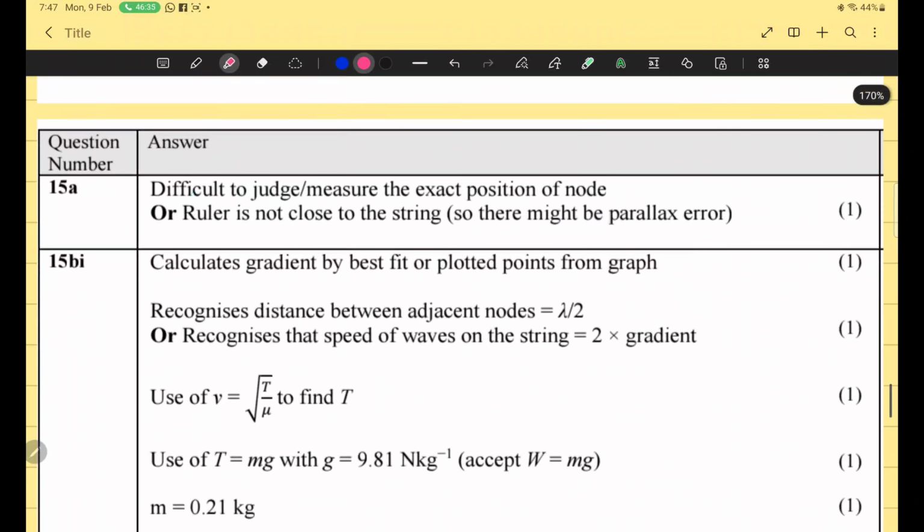Sir, my suggestion is, it is very difficult to judge the exact position of the node. And you know, the ruler is not close to the string. The string is above the ruler, and there is a gap between the ruler and the string. There is a gap. Okay. So if there is a gap, then there will be parallax error as well.